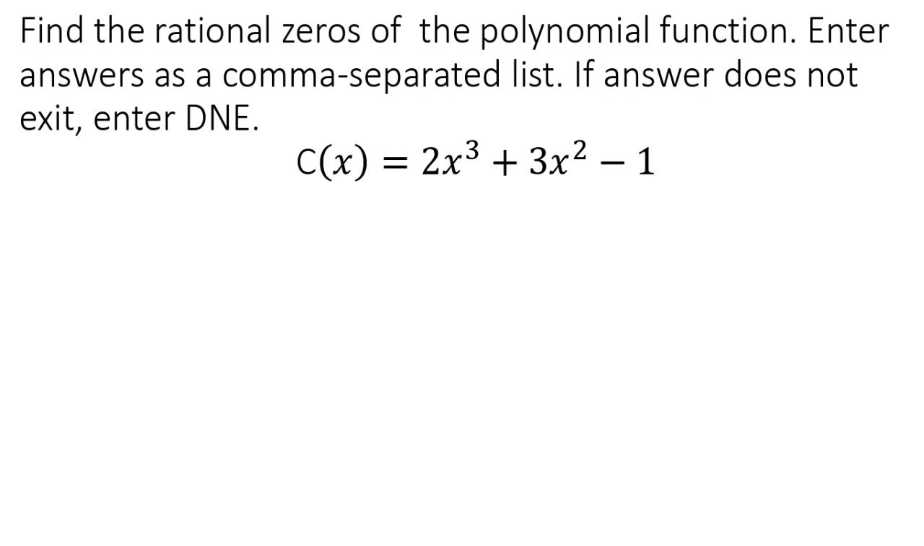Okay, so let's try another one. This is exactly from WebAssign. This problem is how it's being asked in WebAssign. It says, find the rational zeros of the polynomial function. Enter answers as comma separated list. If answer does not exist, enter DNE. Okay, and so here's your function.